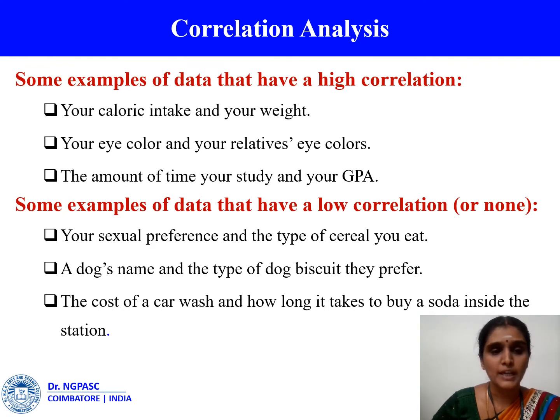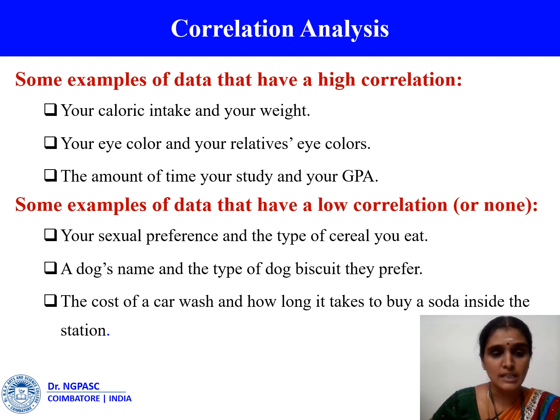Next, we see a few examples of data that have a high correlation. Your caloric intake and your weight. We know that our weight increment and decrement depends on our caloric intake. So they have high correlation. Similarly, your eye color and your relatives' eye colors, the amount of time you study and your GPA. These data are strongly related, so they have high correlation.